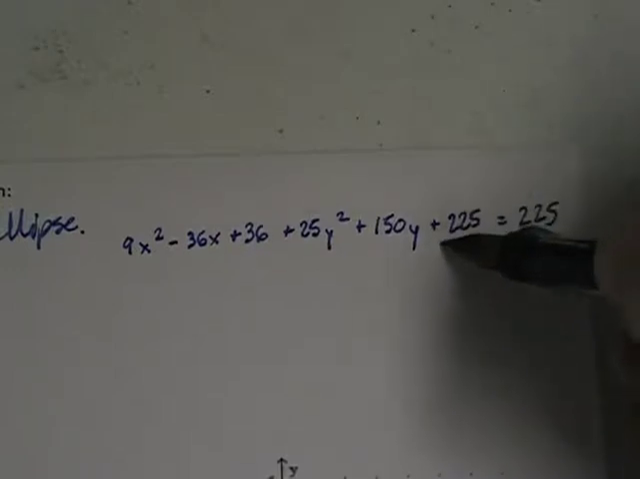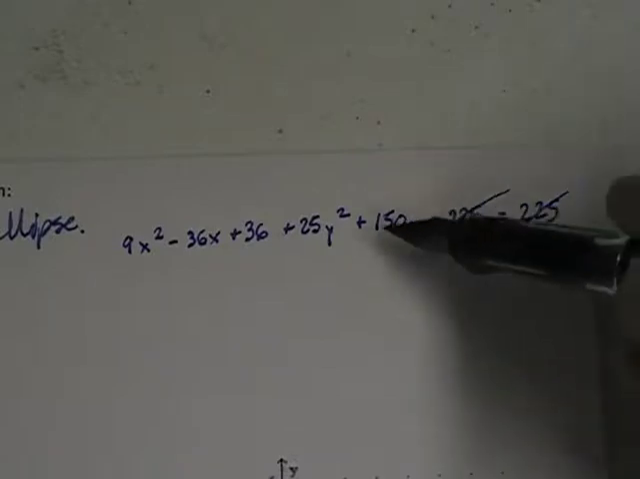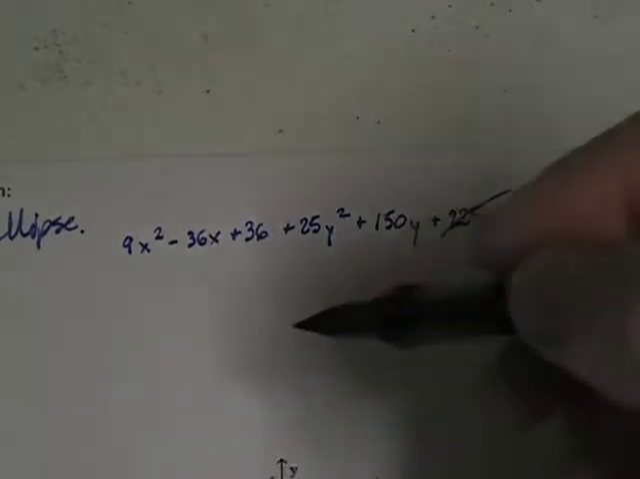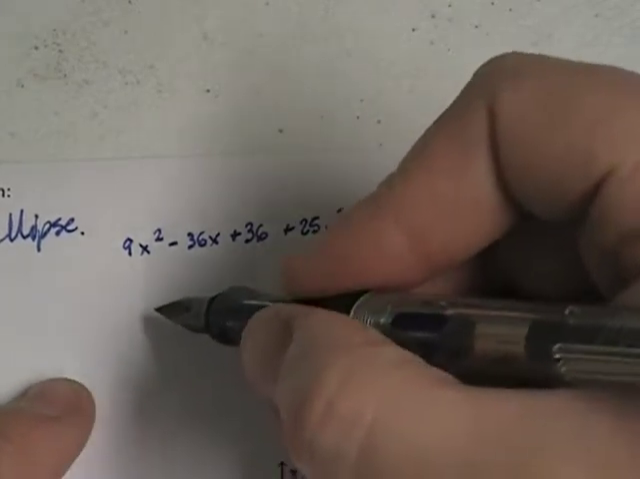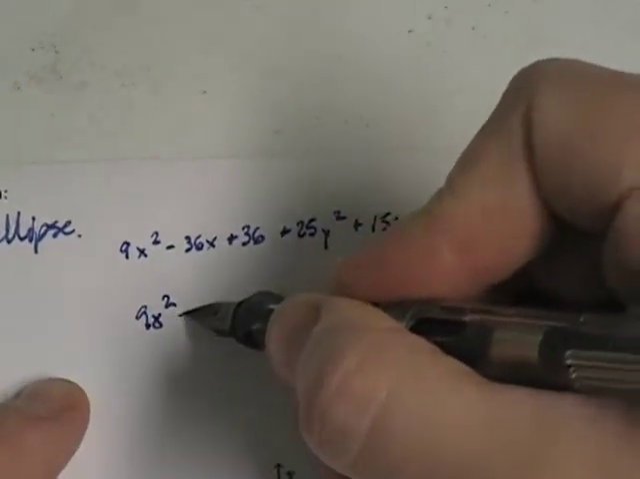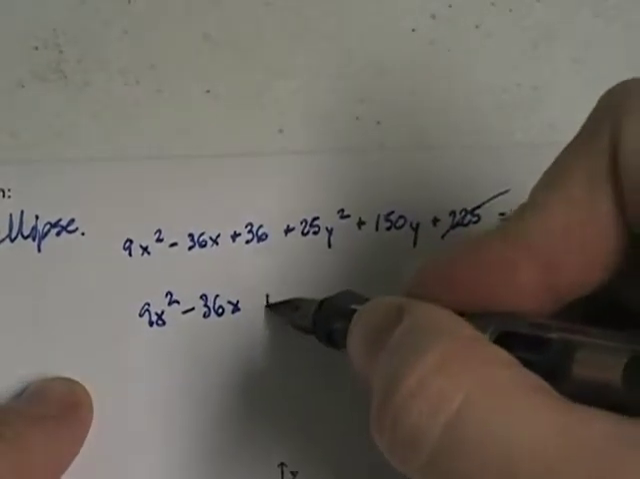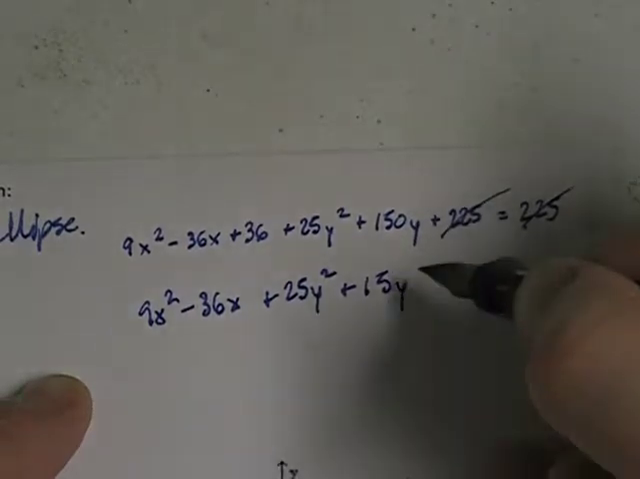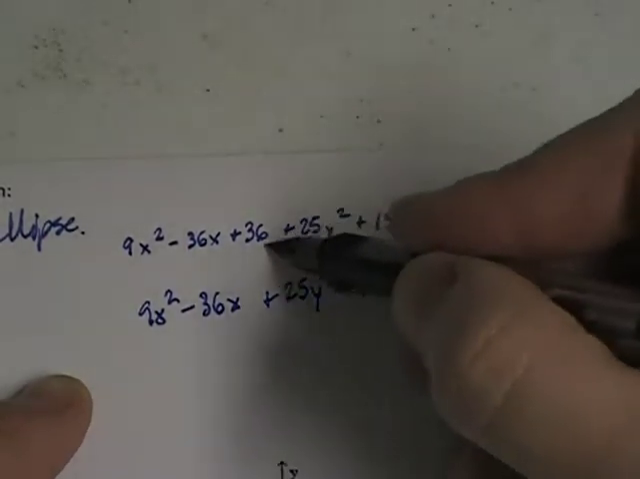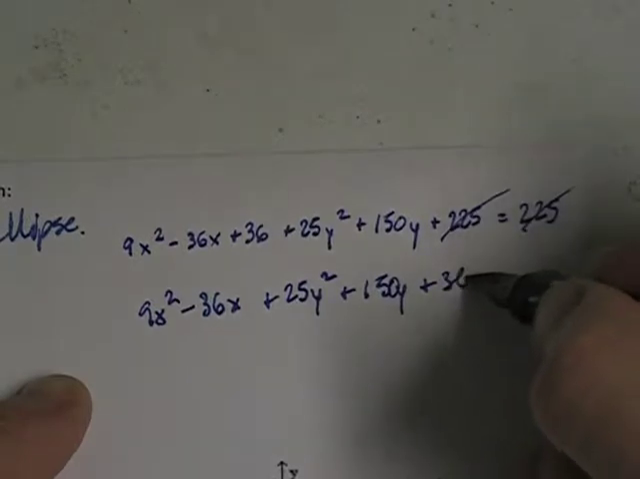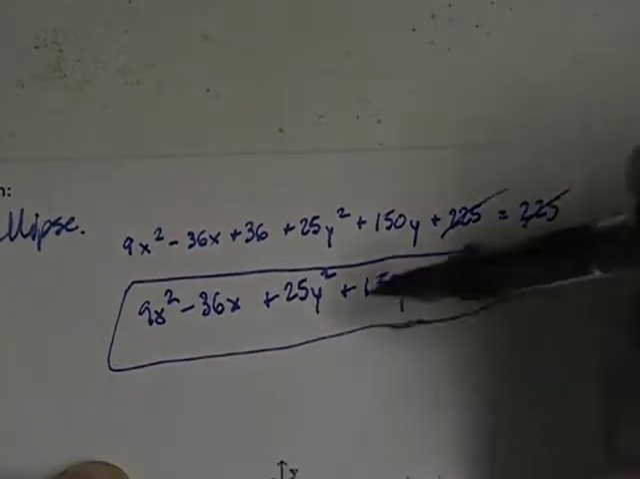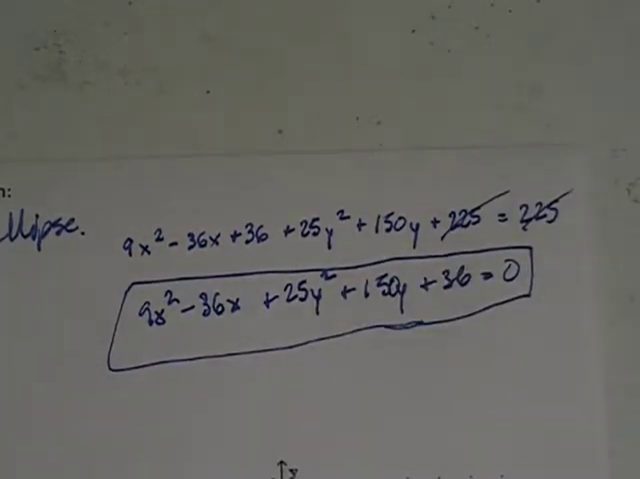And then magically these two are going to go away because if you subtract 225 from either side, you get a 0 quantity there. So what's left? Let's put this in standard form, or expanded form. It's going to be 9x squared minus 36x plus 25y squared plus 150y. And then the 36 will go on the end. Plus 36 is equal to 0. Okay? And that is what's considered expanded form for an ellipse.